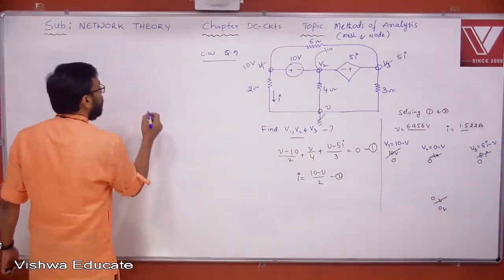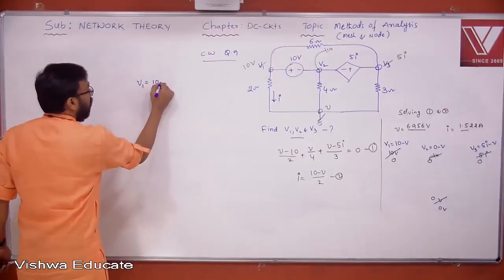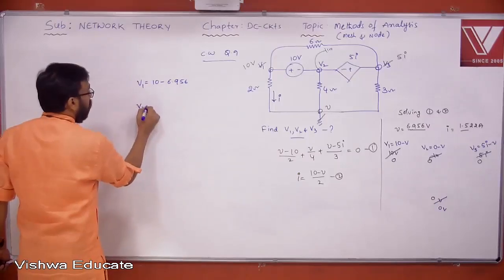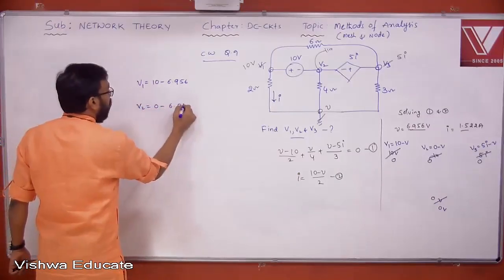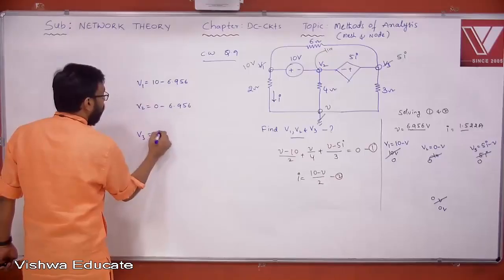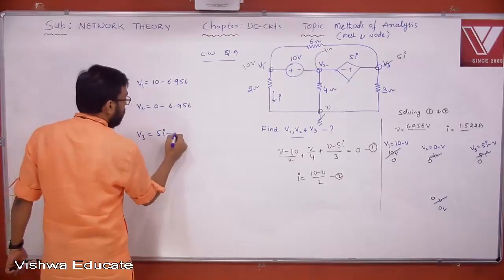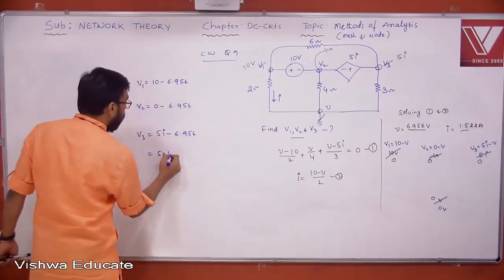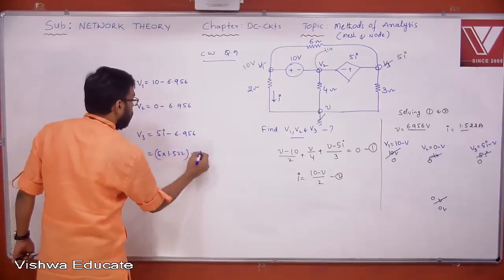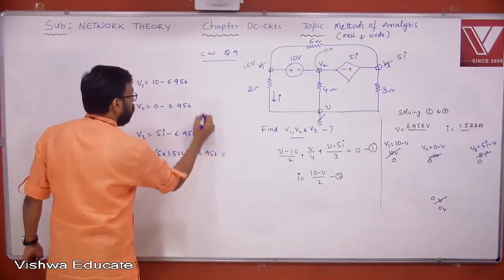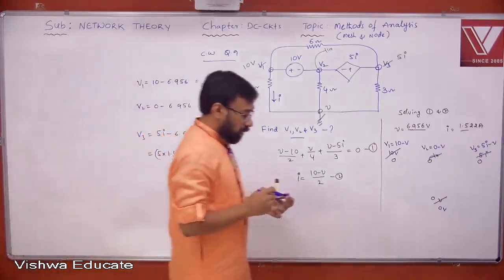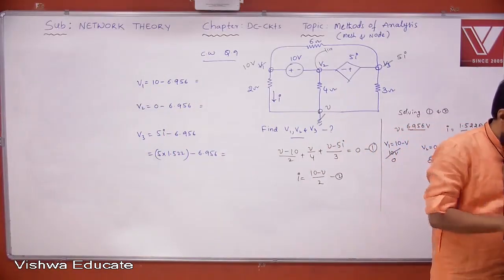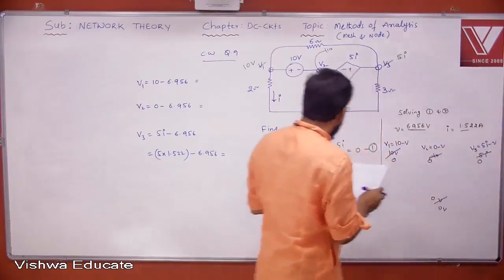Therefore, finally you got the answer here. V1 is equal to 10 minus 6.956. V2 is equal to 0 minus 6.956. V3 is equal to 5I minus 6.956, 5 into 1.522 minus 6.956. So you have to tell these values, but I just directly write here all the values because I have got the answers with me. So all of you please cross check that by your own calculations.